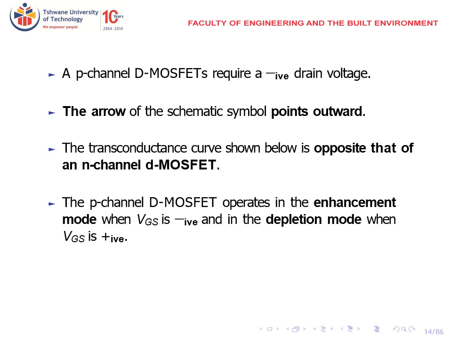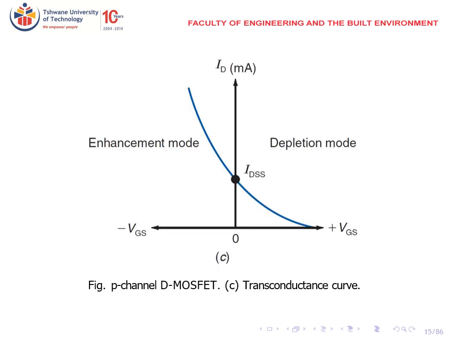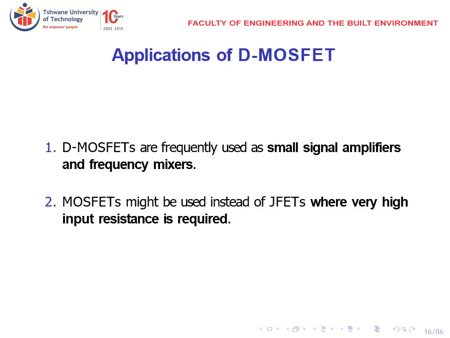The P-channel DMOSFET operates in the enhancement mode when VGS is negative and in the depletion mode when VGS is positive. So it will be the opposite of what the N-channel was showing us. When you supply a negative VGS, you are increasing ID. When you apply a positive VGS, you decrease the value of ID. So the voltage that will cause ID to be 0 here will be a positive VGS. So VGS off here is positive.